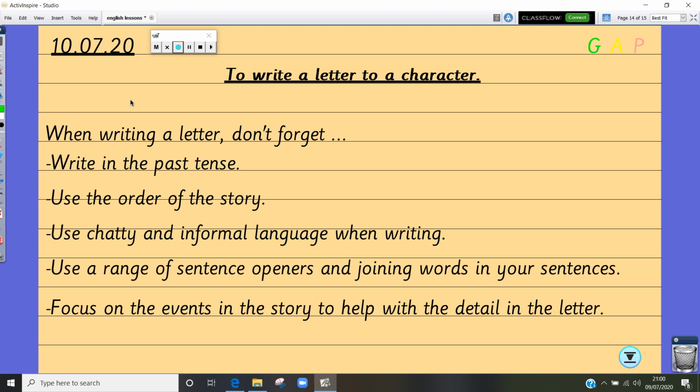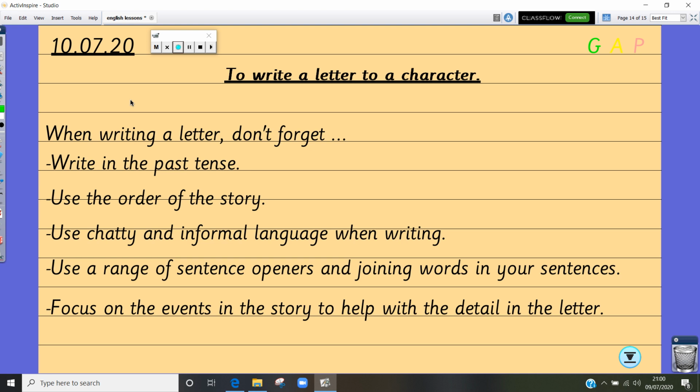So when writing a letter, don't forget you need to write it in the past tense because it's already happened in the story. Use the order of the story in order to structure your letter. So if you want to talk about the different events in the letter, that's fine. Just try to do them in the correct order that they happen in the story. Use chatty and informal language when writing.